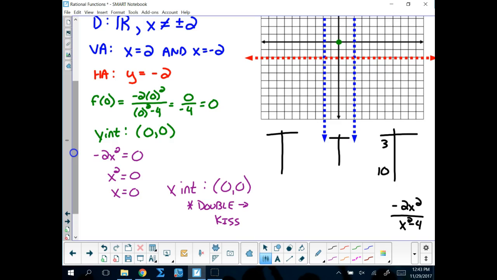3 squared is 9 times negative 2 is negative 18. 9 minus 4 is 5. So that is negative 3.6-ish. 3.6 in there. 10 squared is 100 times negative 2 is negative 200. 10 squared is 100 minus 4 is 96. That's a little bit more than negative 2.